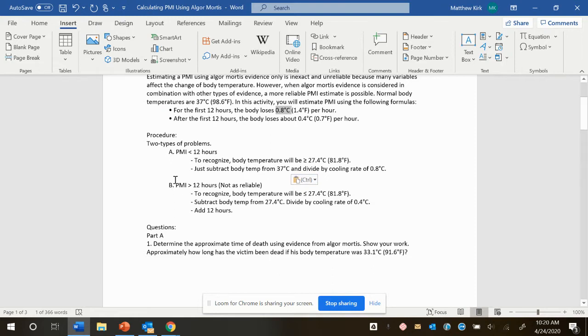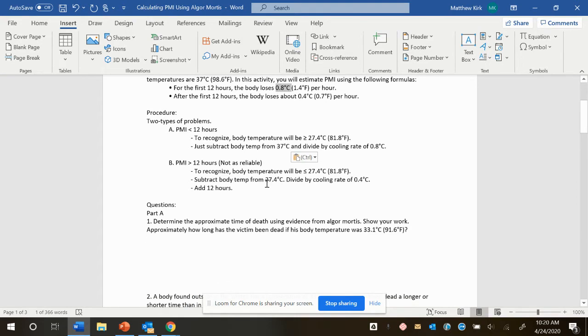If we have a PMI greater than 12 hours, where the estimate's not going to be as reliable as for a shorter PMI, the body temperature is going to be lower than that 27.4 degrees. Because again, it takes right about 12 hours for the body temperature to reach 27.4 Celsius. So what we do is we subtract our measured temperature from 27.4, divide by that second cooling rate, and then we have to add 12 hours. Again, we'll work some of these together.